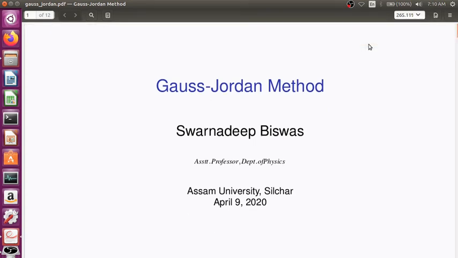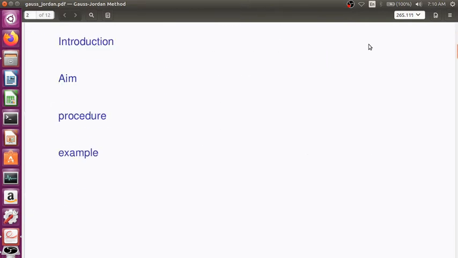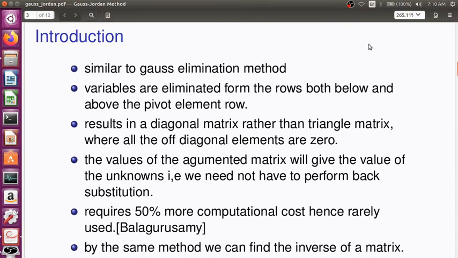So good morning students. Today we'll discuss the Gauss-Jordan method, and this method is similar to our Gauss elimination method. Here the variables are eliminated from the rows both below and above the pivot element row, unlike in the simple Gauss elimination method where the variables are eliminated only from below the pivot element row. Here, both above and below the pivot element row, the variables will be eliminated.